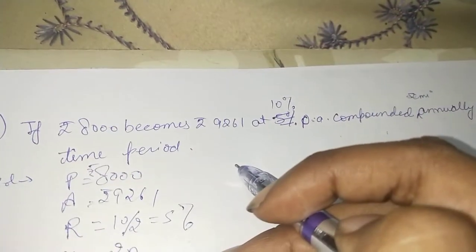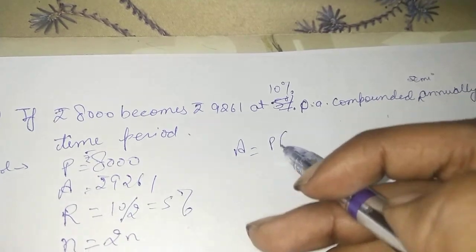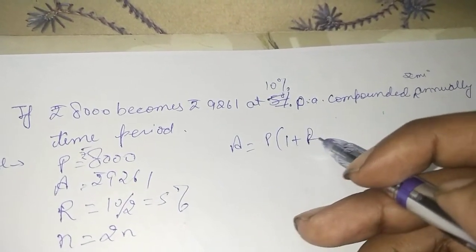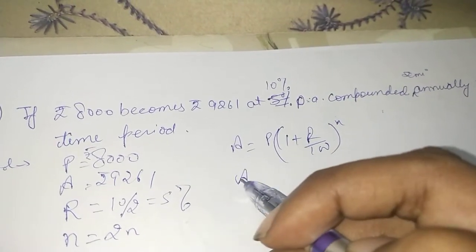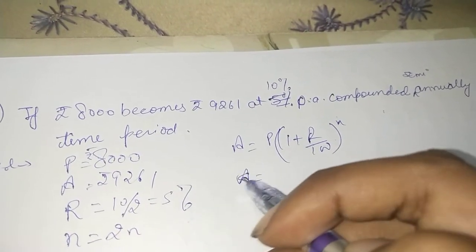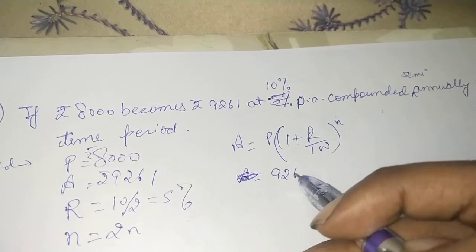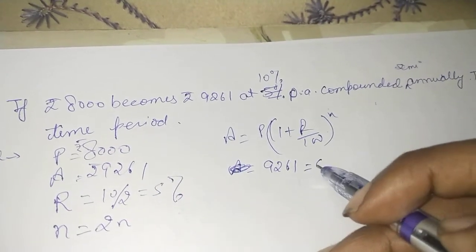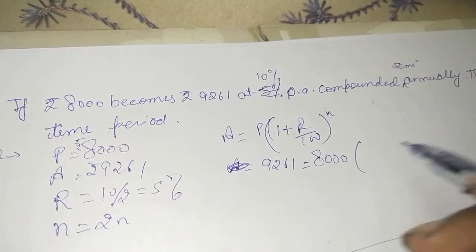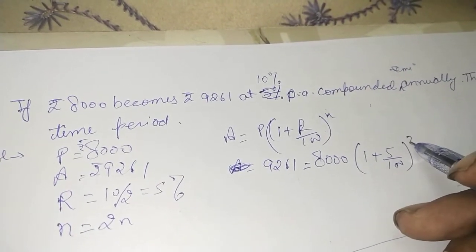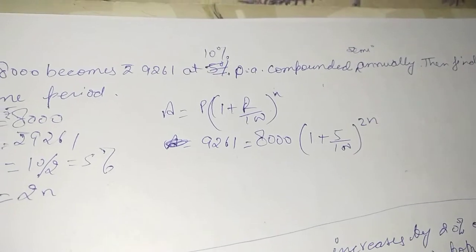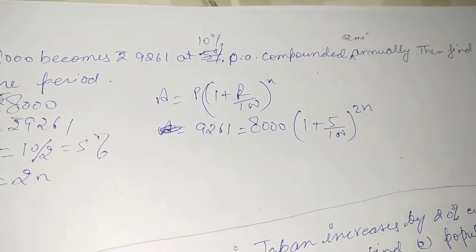Now let's apply the formula. The formula is A equals P into 1 plus R upon 100 to the power of n. So A will be equal to, how much is A given to us? A is given to us as 9261. Principal is 8000 into 1 plus 5 upon 100 to the power of 2n. We just substituted the values, nothing else.